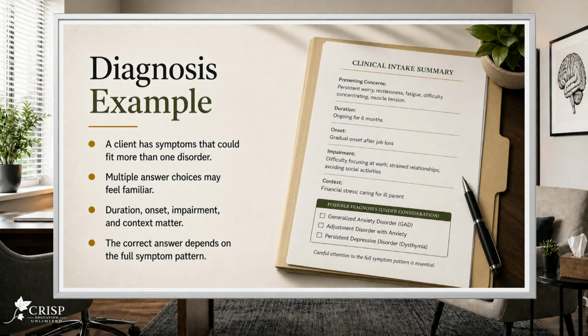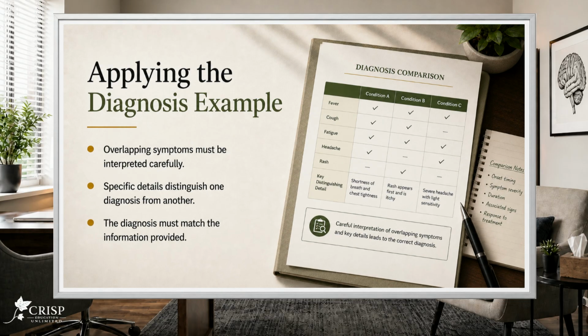Now consider an example involving diagnosis. A client presents with symptoms that could fit more than one disorder. The question asks which diagnosis is most appropriate. Some answer choices include disorders that are commonly recognized or that share overlapping features. These options may feel familiar and therefore appealing. The correct answer depends on the specific pattern of symptoms described in the scenario. Details such as duration, onset, intensity, impairment, context, and associated features distinguish one diagnosis from another. Matching the diagnosis to those details leads to the correct answer.